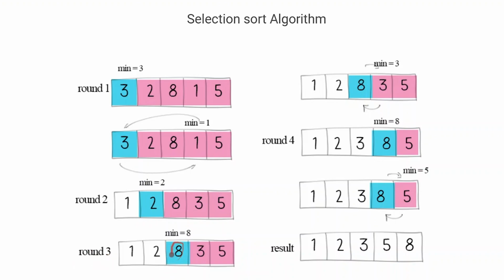In round 3 we need to start from 8. We assume the minimum index is the value 8. The next value is 3, and 3 is less than 8, so we need to swap them. As you can see here, we are swapping over here. And in round 4, 8 is the minimum index. We need to compare with the next element. The next element is less than the current element, so we need to swap them. As you can see here, we have swapped the elements, and now finally we get the sorted list over here.